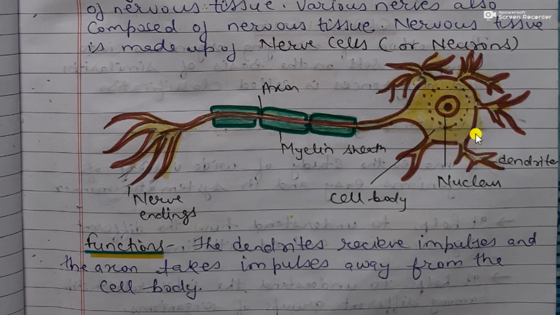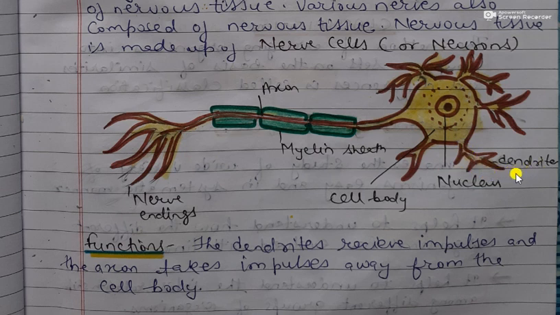So this is the structure. The neuron is made up of three parts: cell body, axon and nerve endings. The cell body contains a nucleus and cytoplasm. The various branches which arise from the cell body are called dendrites.